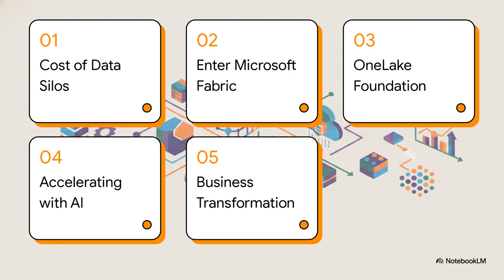Here is our roadmap for today. We'll start with 1. The cost of data silos. Move to 2. Enter Microsoft Fabric. Then 3. OneLake, the unified foundation. 4. Accelerating analytics with AI. And finally, 5. Real-world business transformation. Okay, let's dive into this and map out our journey from a fragmented past to an AI-powered future.